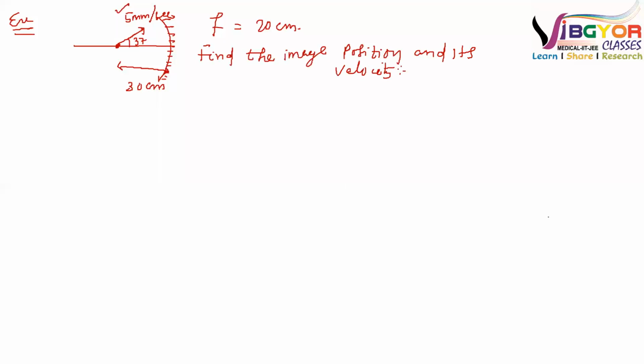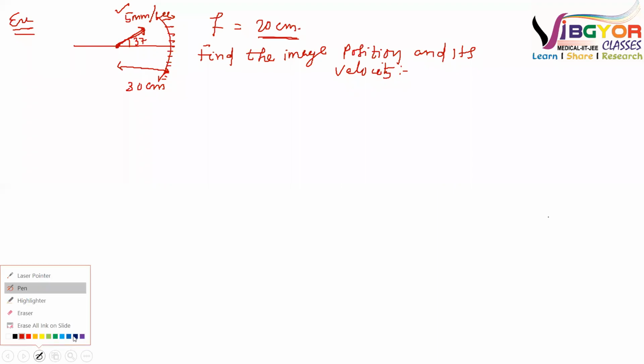Sir, please repeat again. This is a mirror which has focal length 20 centimeter, and from the mirror at a distance of 30 centimeter, the object is moving like this, making an angle 37 degree with the horizontal principal axis, and it is moving 5 millimeters per second. We have to calculate where the image position will be and at what velocity the image will go. Friends, let's do this one.